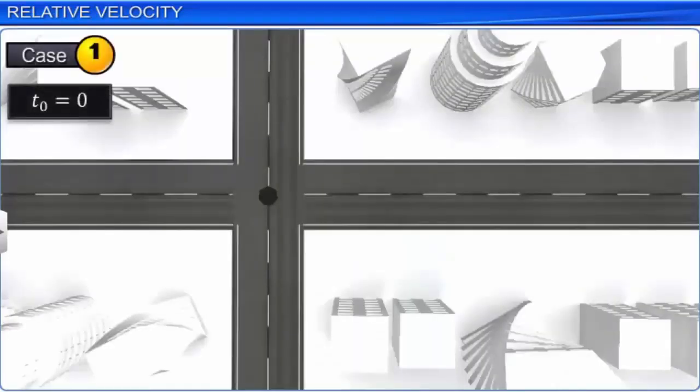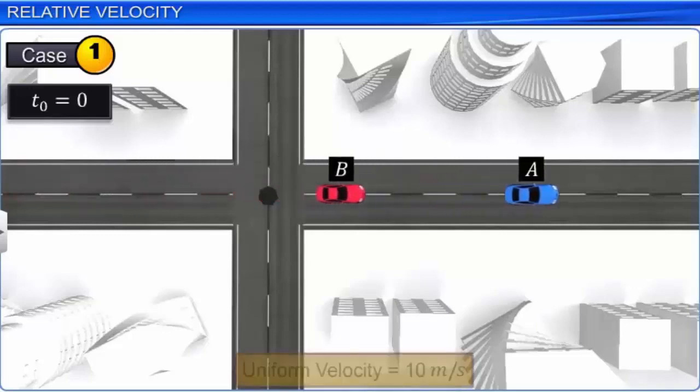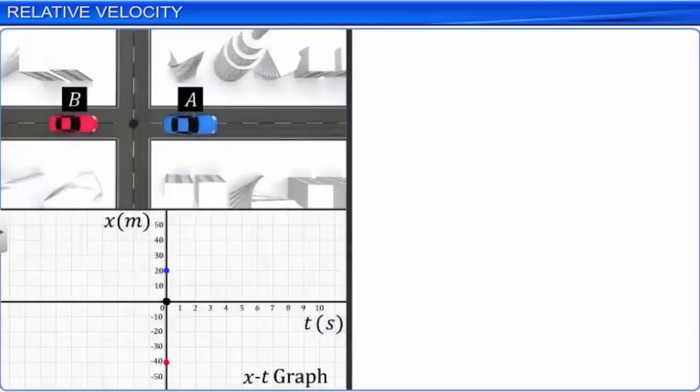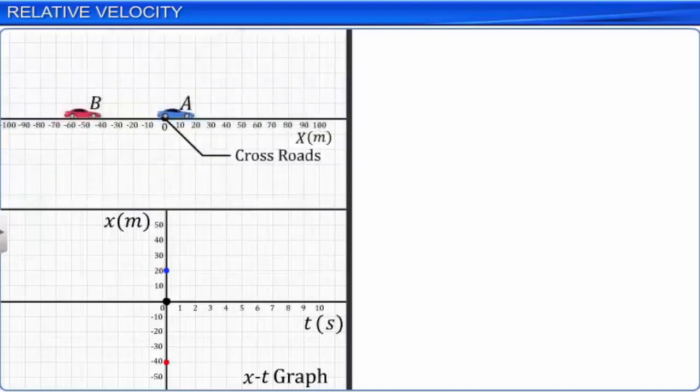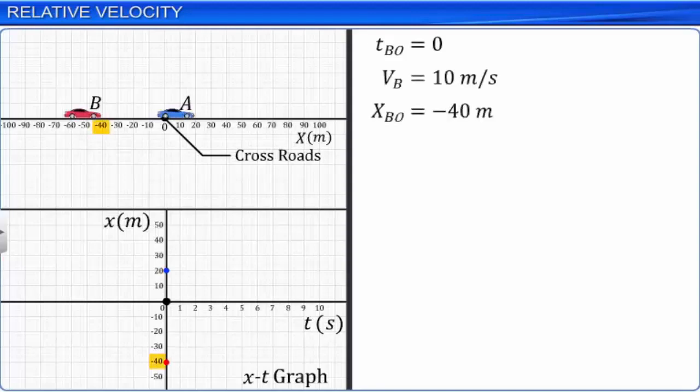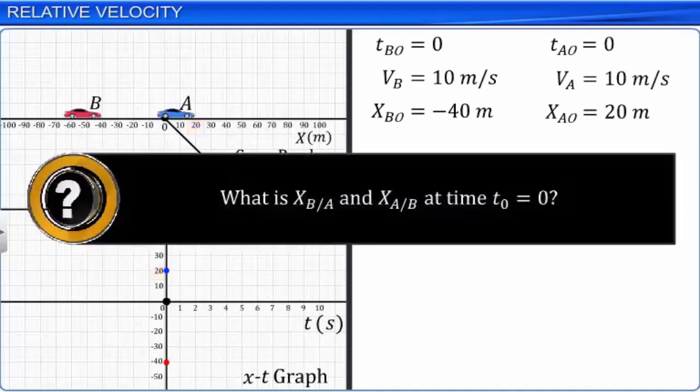Case 1. Cars A and B are moving on a straight road with equal uniform velocity of 10 meters per second. At the time of initial observation, that is, when t0 is equal to 0, B is 40 meters behind the crossroads, and A is 20 meters in front of the crossroads. What is xB/A and xA/B at time t0 equal to 0?